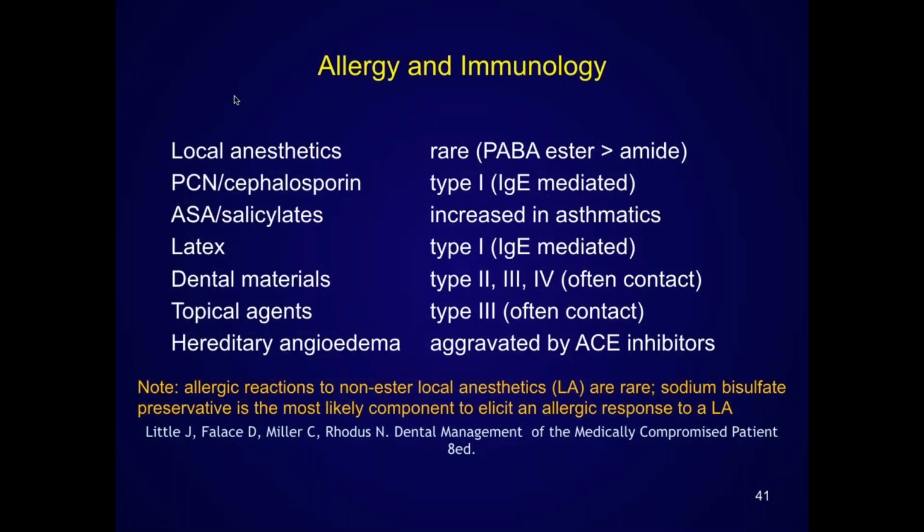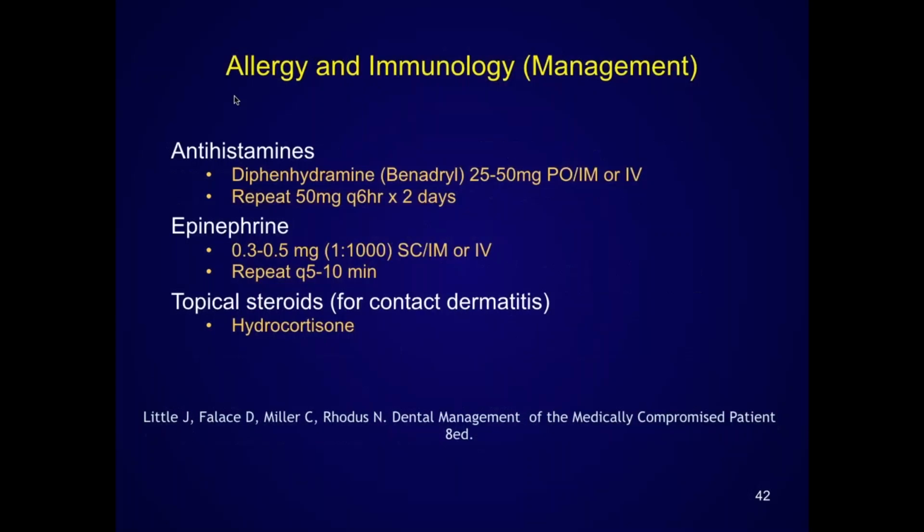truly type 1. That's the folks who will get anaphylactic. So, avoid latex rubber dams if you can. Dental materials and topical agents are usually sort of more delayed type 3 type things. So, you just kind of avoid those things. And then there's a subset of patients who are on ACE inhibitors for their blood pressure that can get sort of the angioedema, swollen lip. Okay, and again, local anesthetics themselves are not the problems. It's usually the bisulfite preservative.